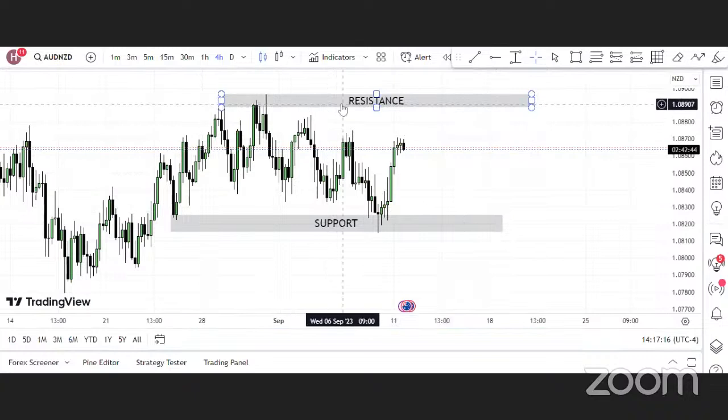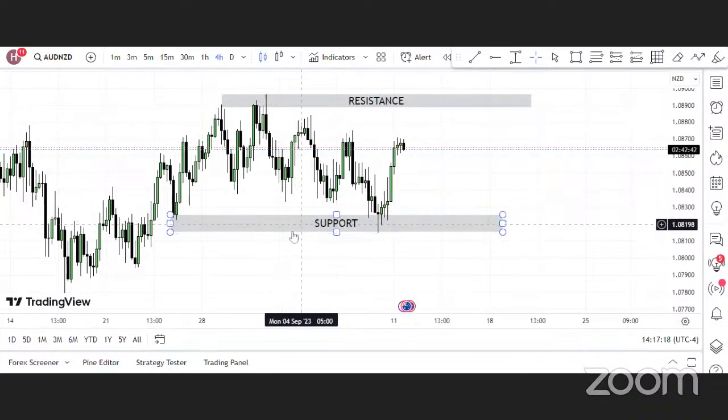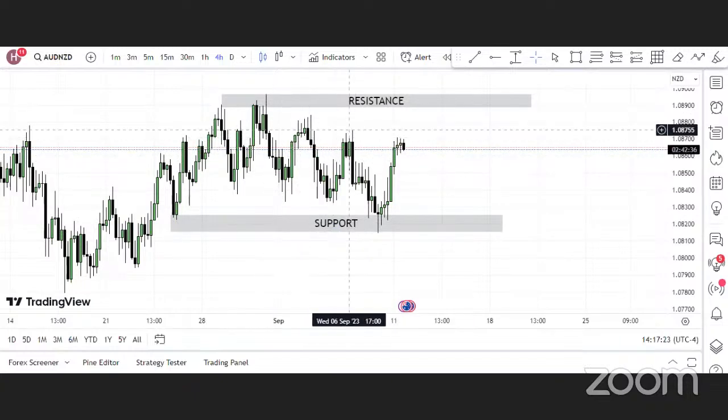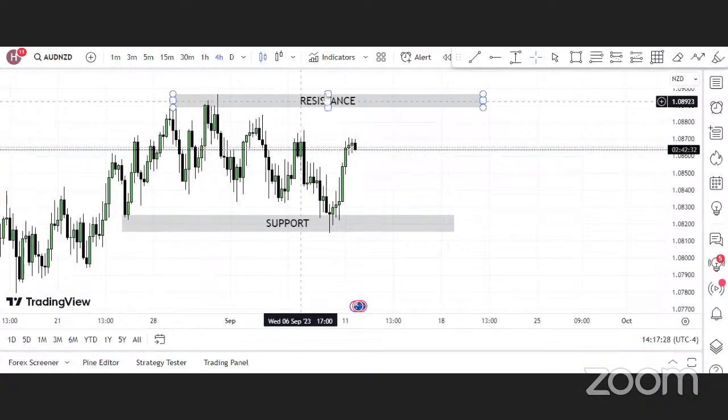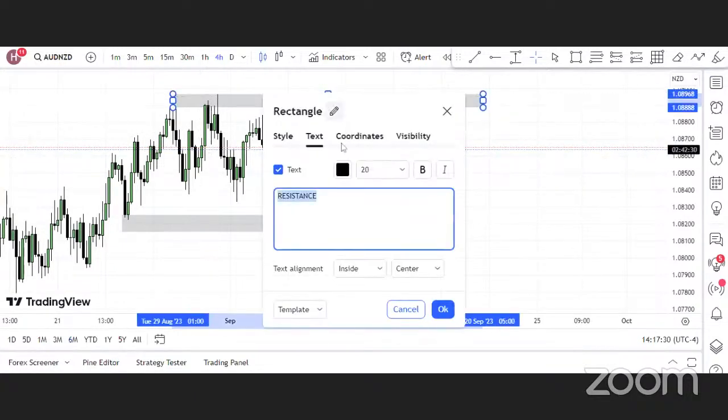So why is the top one a resistance and the lower one a support? I want to make this as easy as possible. This is how they work actually. Let me just do it this way so that you know.